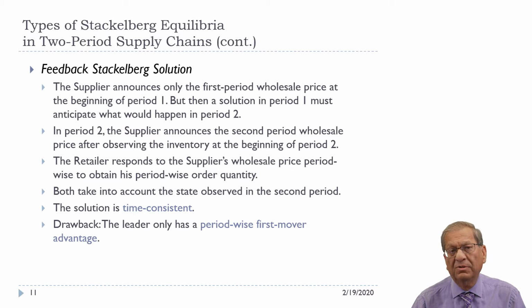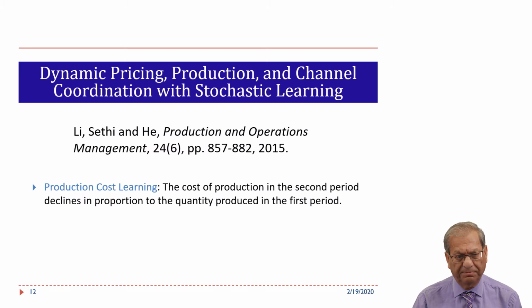Both take into account the state observed in the second period. The solution is time consistent. There is one drawback, and it's not an important drawback, but there is one. In this, the leader only has a period-wise first mover advantage, but not a global first mover advantage.